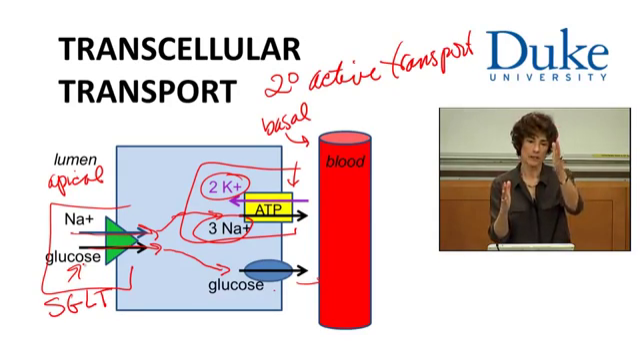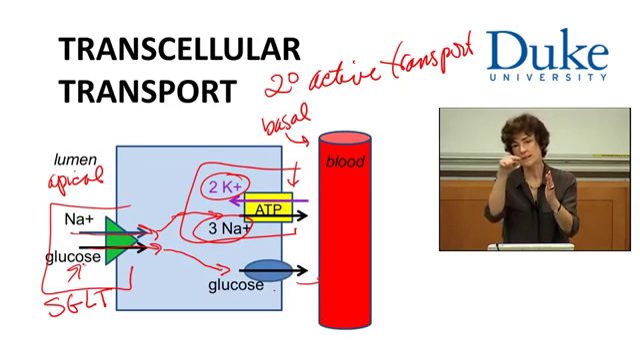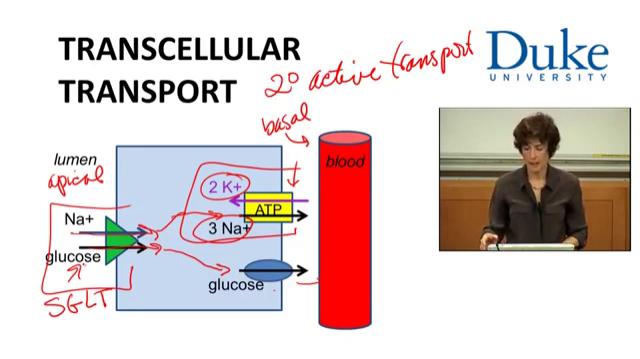So we have a cotransporter which is linked to the active transport of one of the solutes. That sets up the gradient where the other solute is able to essentially piggyback or get a free ride as it goes across the cells. We'll talk about this transcellular transport in much more detail when we talk about the gastrointestinal tract and the renal tubules.